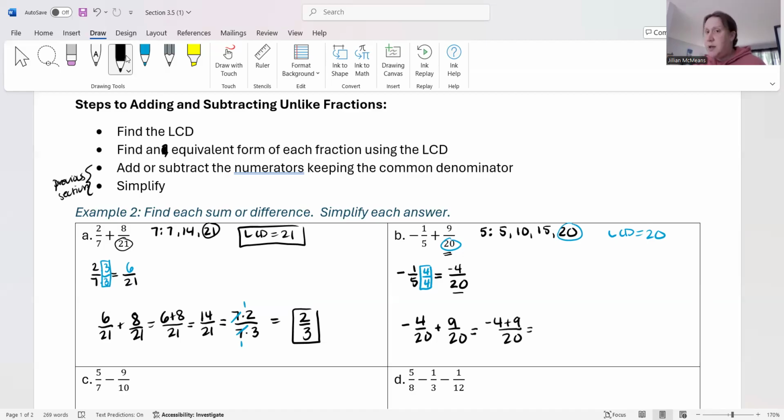So we want to find the difference between the positive and the negative. So 9 minus 4 is 5, and then we have to ask ourselves, is this going to be positive or negative? So I have 4 negatives, but I have 9 positives. So that tells me my final answer is going to stay positive. So this is going to be 5 over 20.